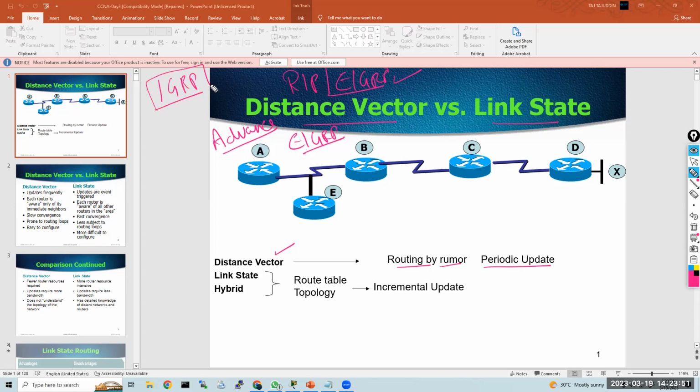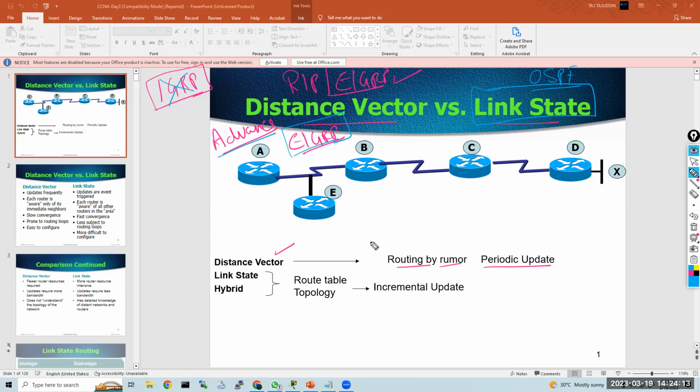Yeah, that's link state, I think. No, this is also a distance vector. Link state is only OSPF. But EIGRP is hybrid, sir. Yes, it is a hybrid protocol. We also call it the advanced distance vector routing protocol for EIGRP.